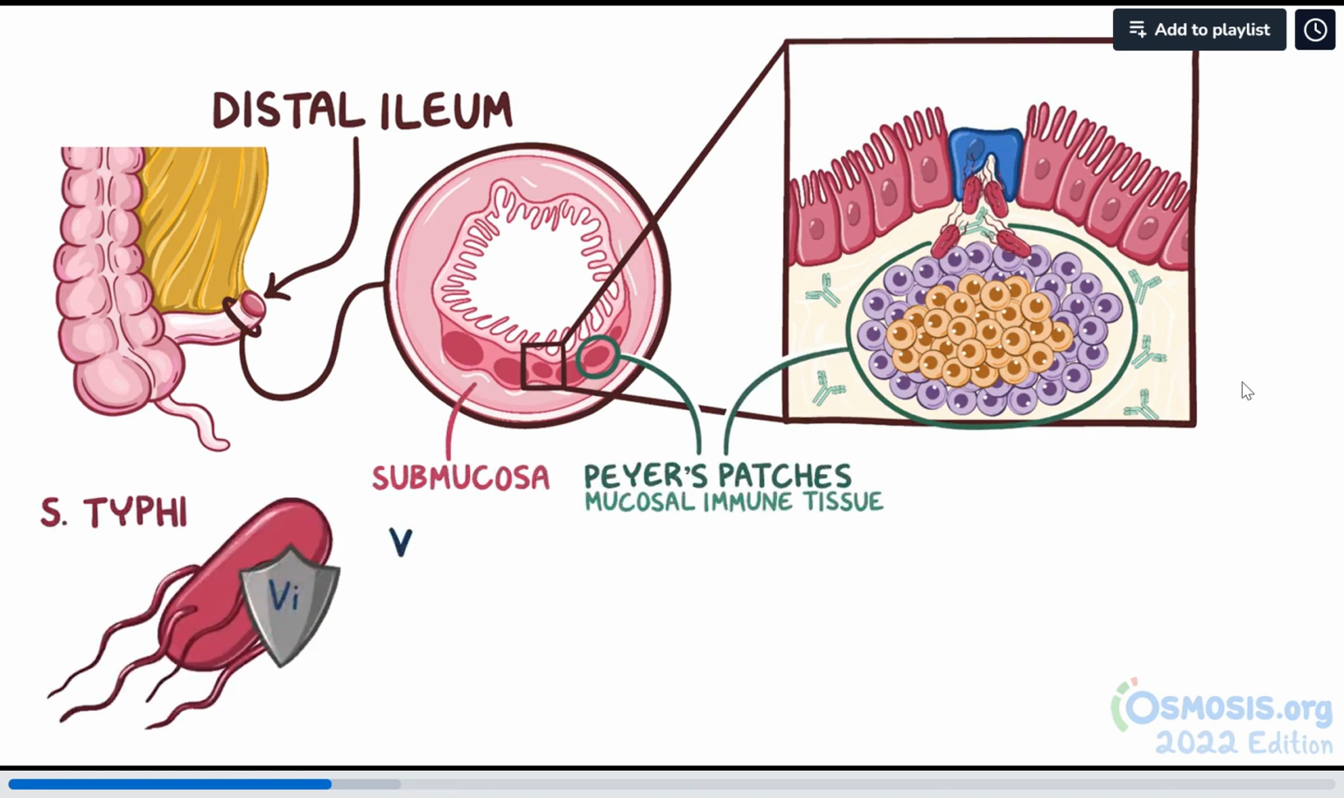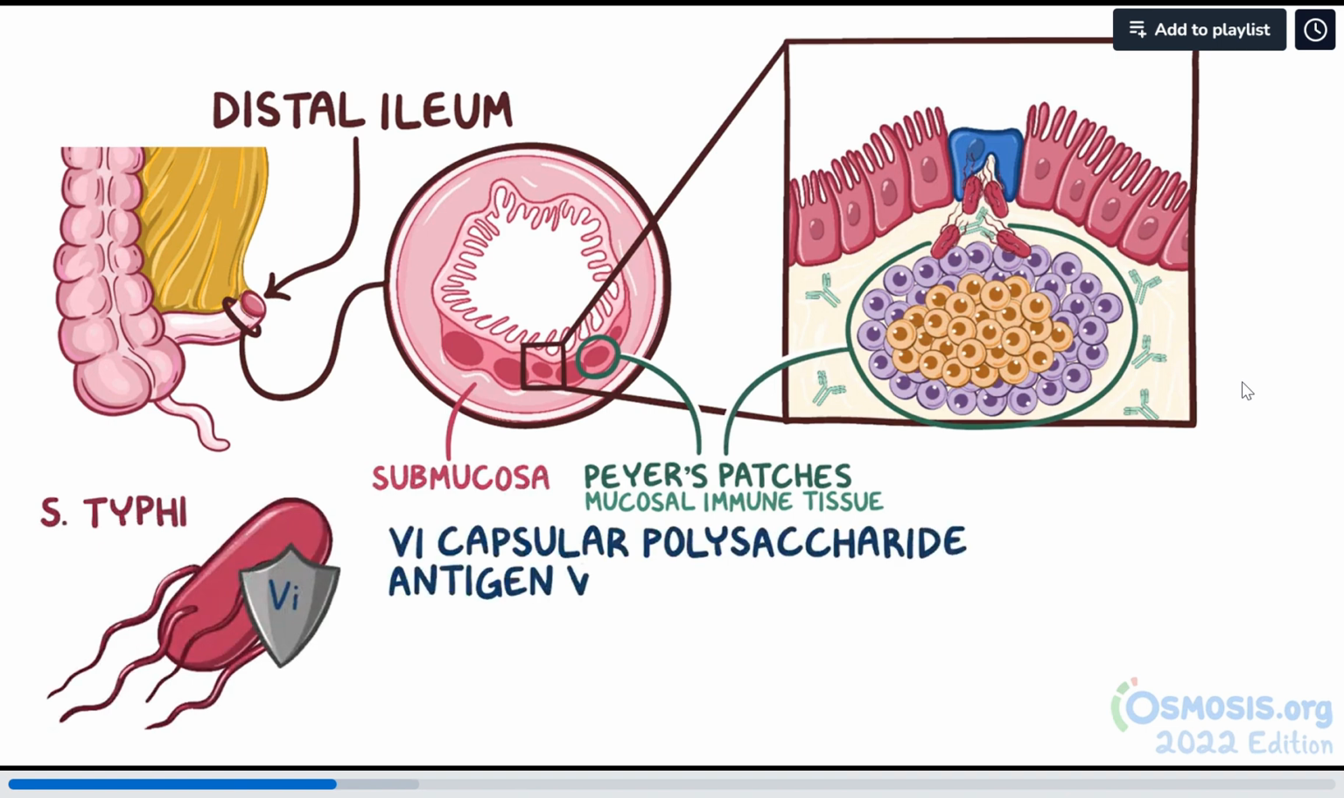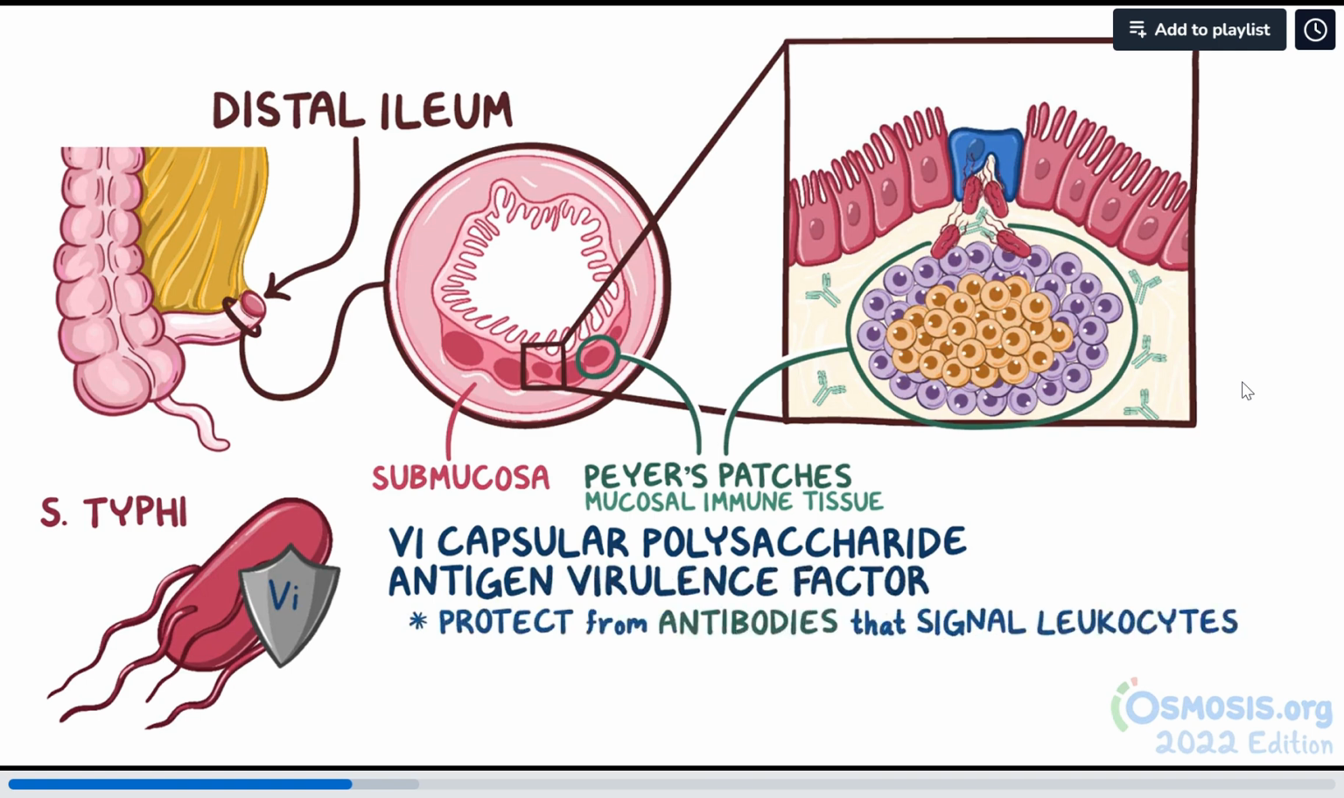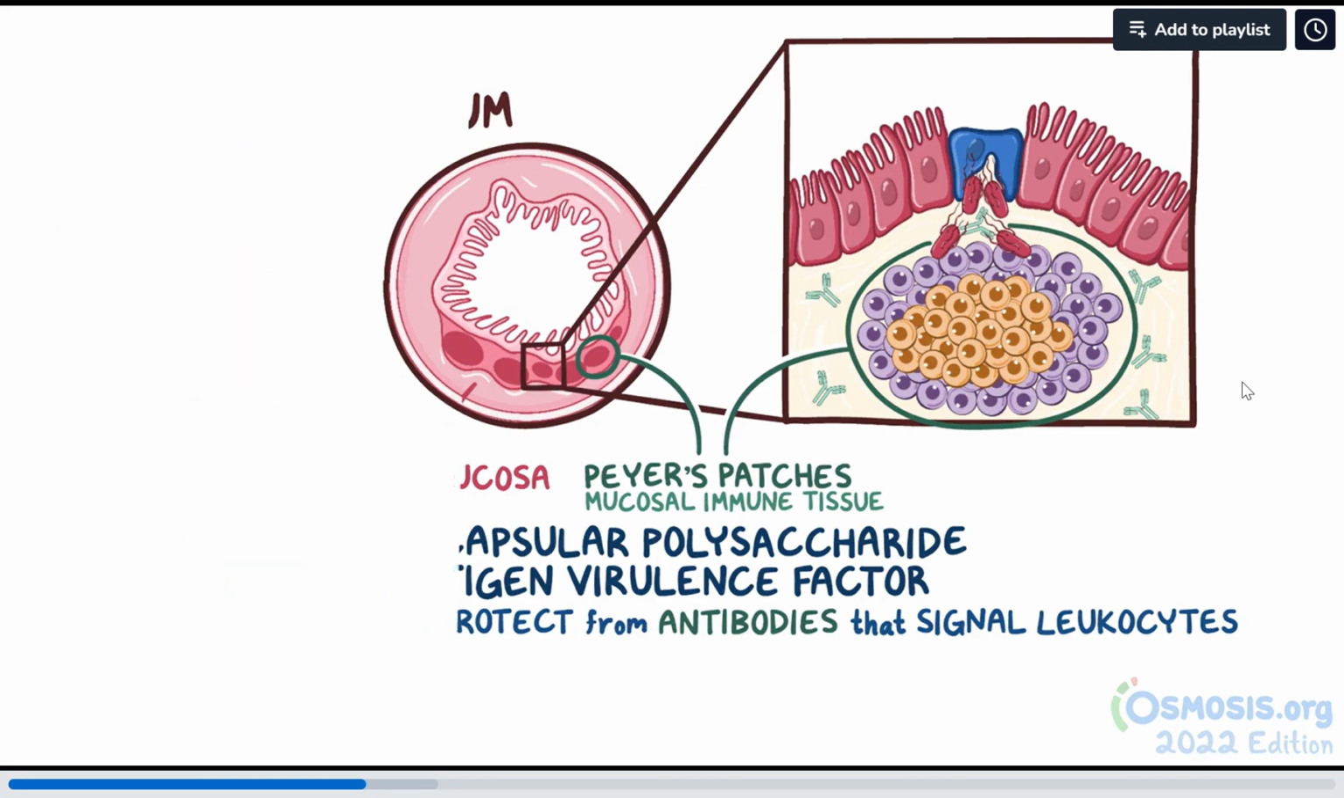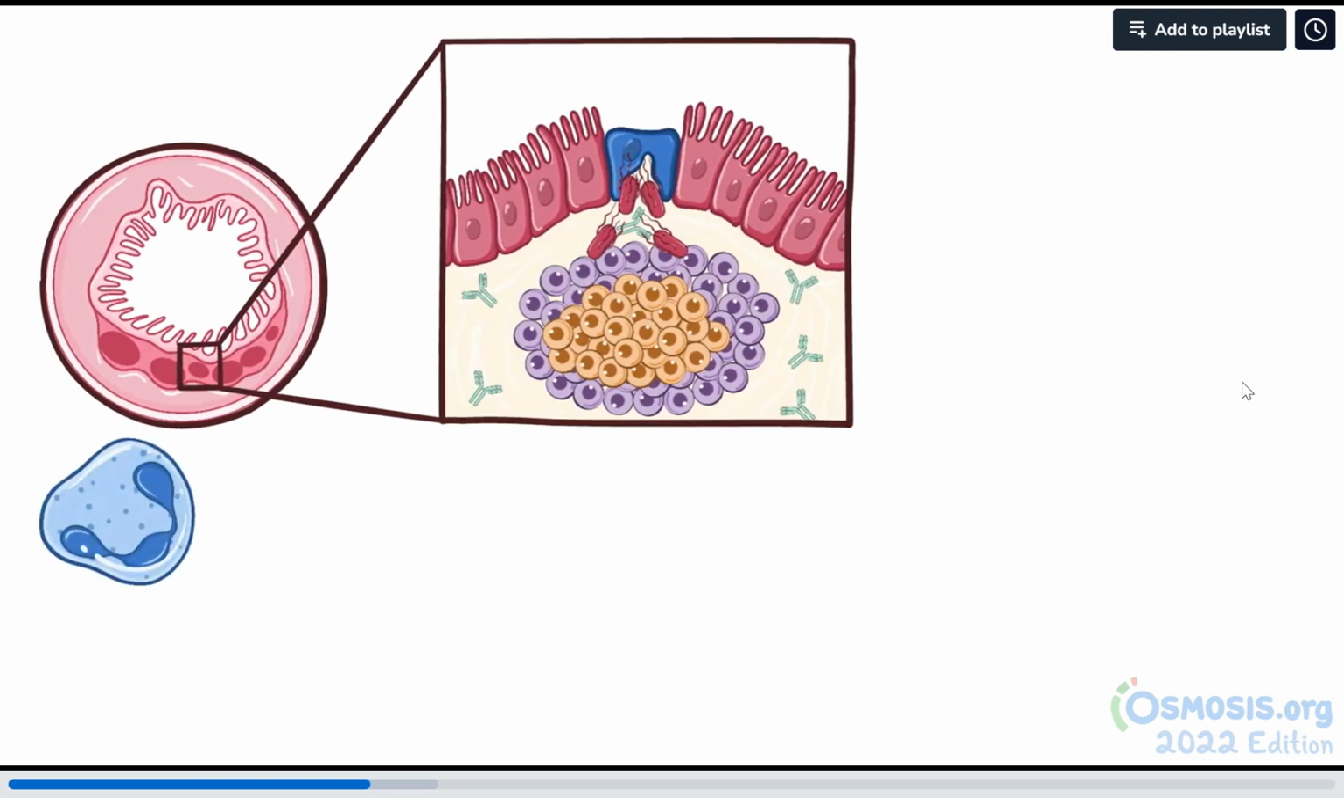S. typhi has a Vi capsular polysaccharide antigen virulence factor, which helps protect the bacteria from being tagged with antibodies that signal leukocytes like neutrophils to come in and phagocytose the bacteria. On top of that, neutrophil recruitment is also suppressed.